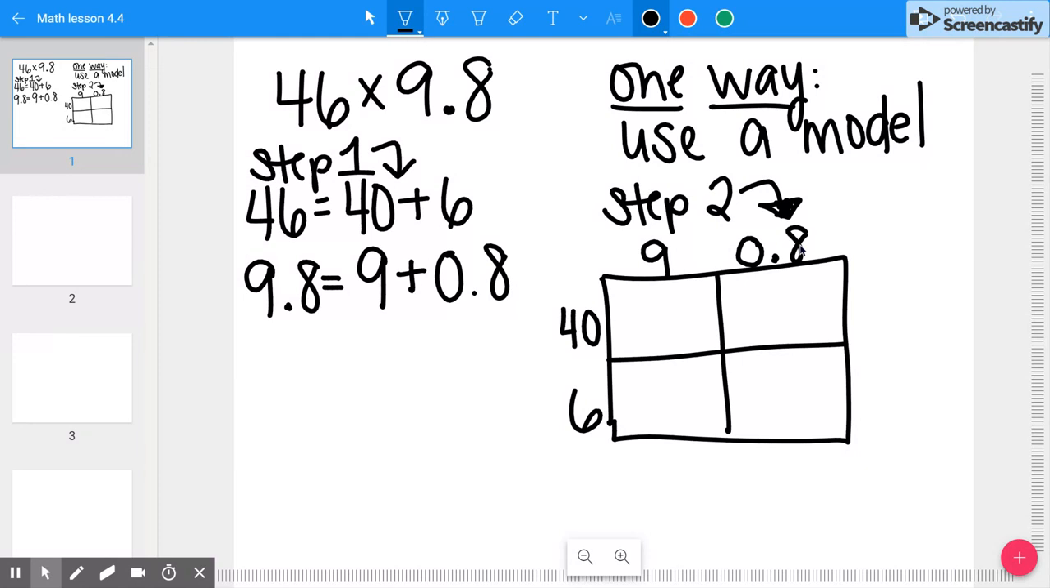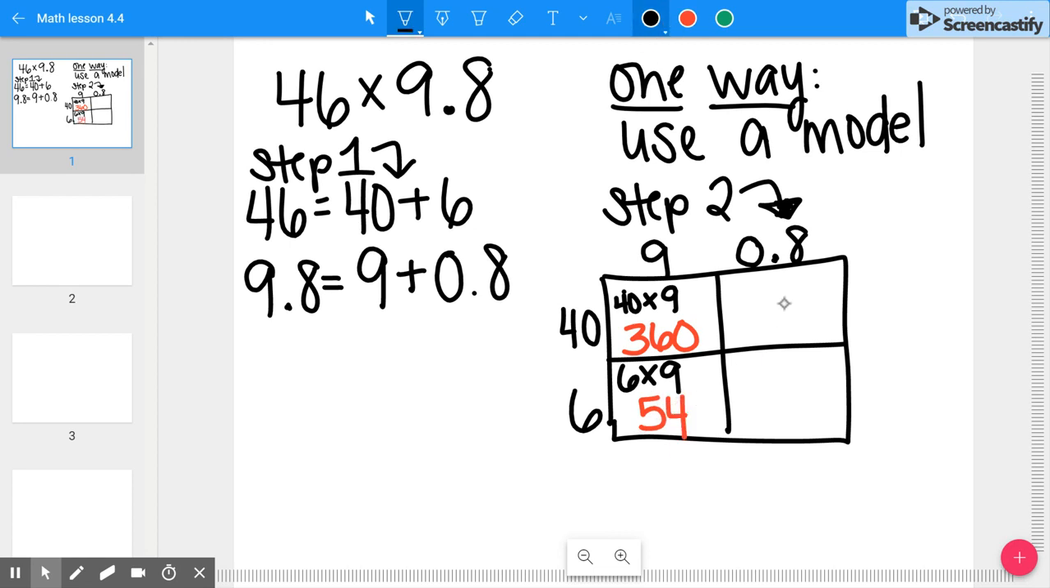Now I need to multiply to find the area of each section. So I'm going to multiply for this box right here. I'm going to say 40 times 9. So this box is really saying 40 times 9. And I know that equals 360. Over here in this box here, this is saying 6 times 9, because I'm taking the 6 and I'm taking the 9 and I'm multiplying them together. And I know that equals 54.